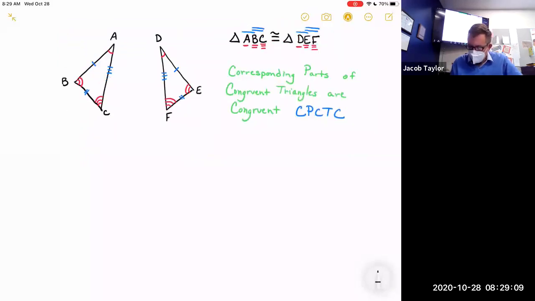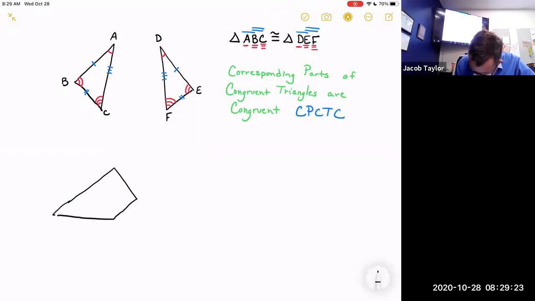Okay, I'm going to draw some weird shapes for you. You only have to draw these if you want good notes. If you don't care about your notes being good, then I guess you can.